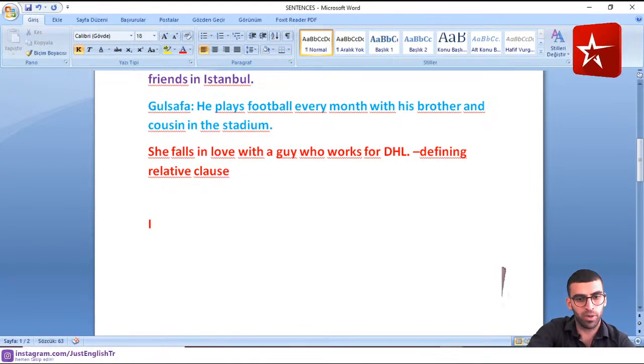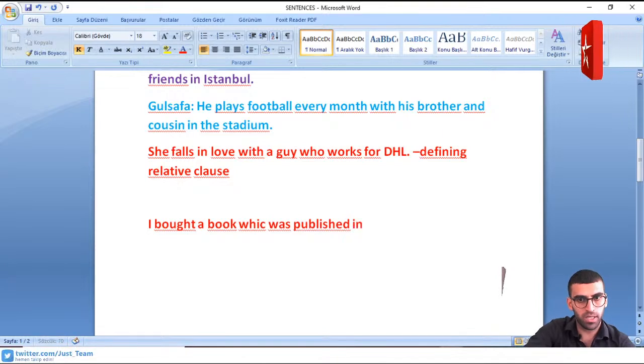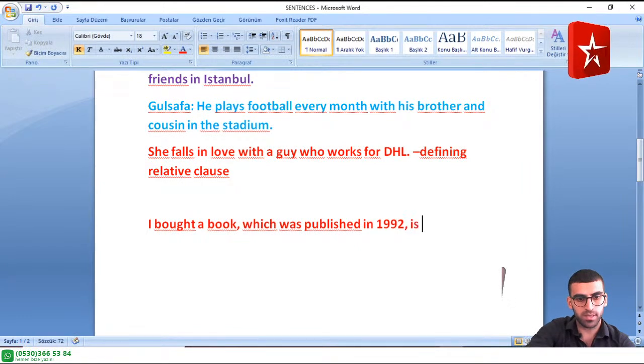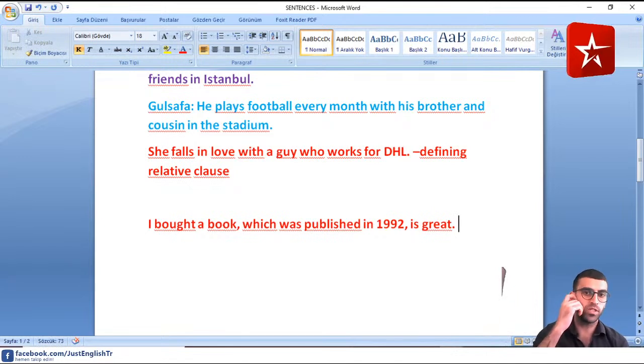For example, I bought a book. I bought a book which was published in, for example, 1992. I bought a book which was published in 1992 is great. For example, is great. I bought a book which was published in 1992 is great.